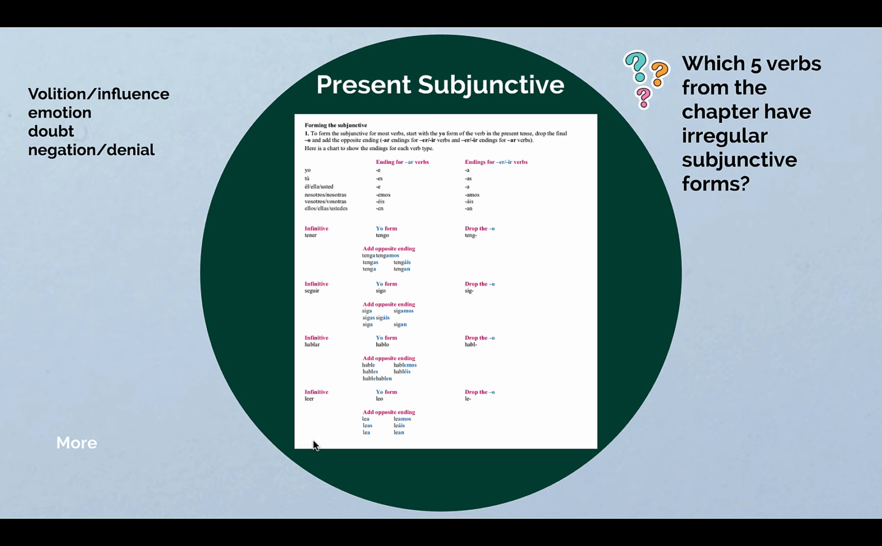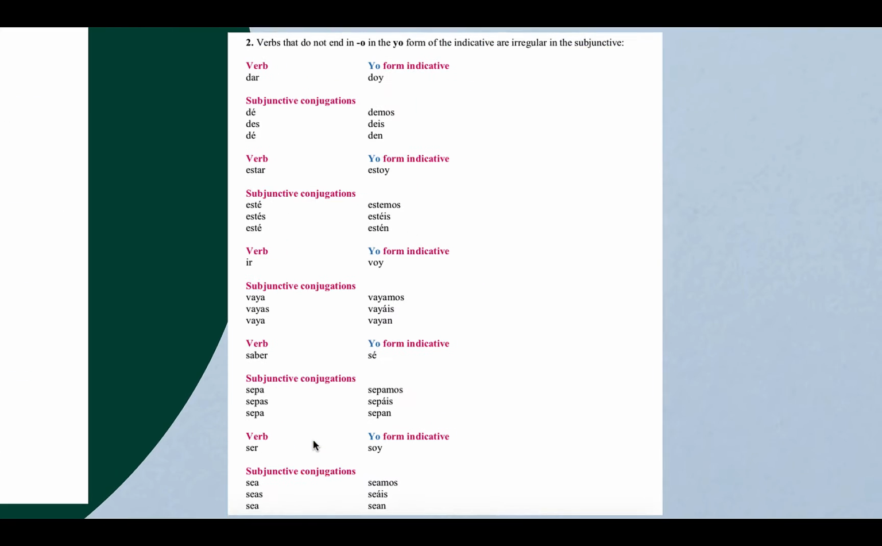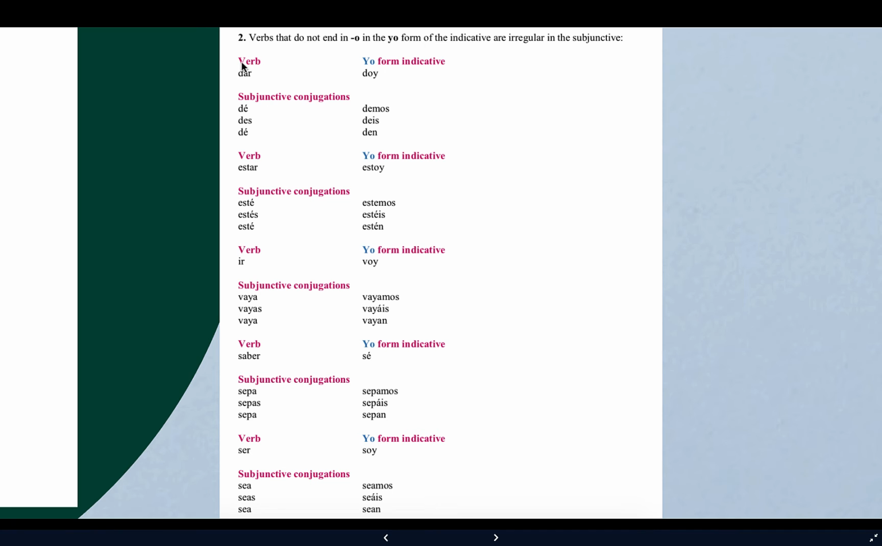Now let's move on. Which 5 verbs from the chapter have irregular subjunctive forms? Do you remember? See if you can list them. Here we go. Dar, estar, ir, saber, and ser. So verbs that do not end in O in the yo form of the indicative are irregular in the subjunctive. And here are their conjugations.